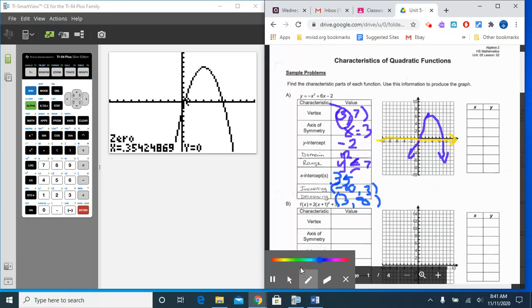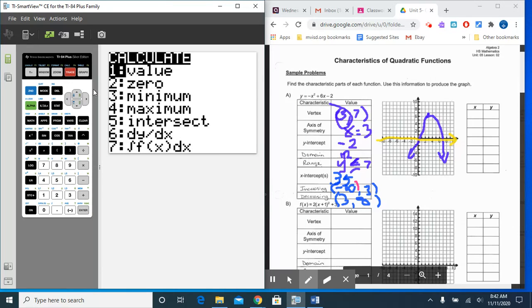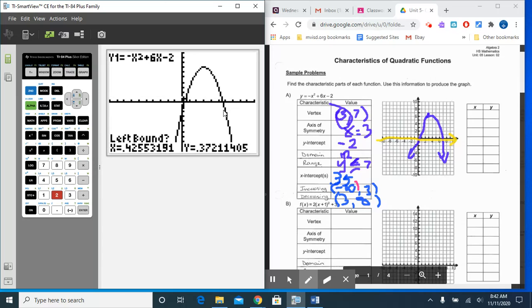And I should change that pen a little bit so we get some contrast. And then I go to second trace again, 0, option 2. And this time I'm going to go above and below. So left bound is above and below when it's going down, and when it's going up, it's below and above.